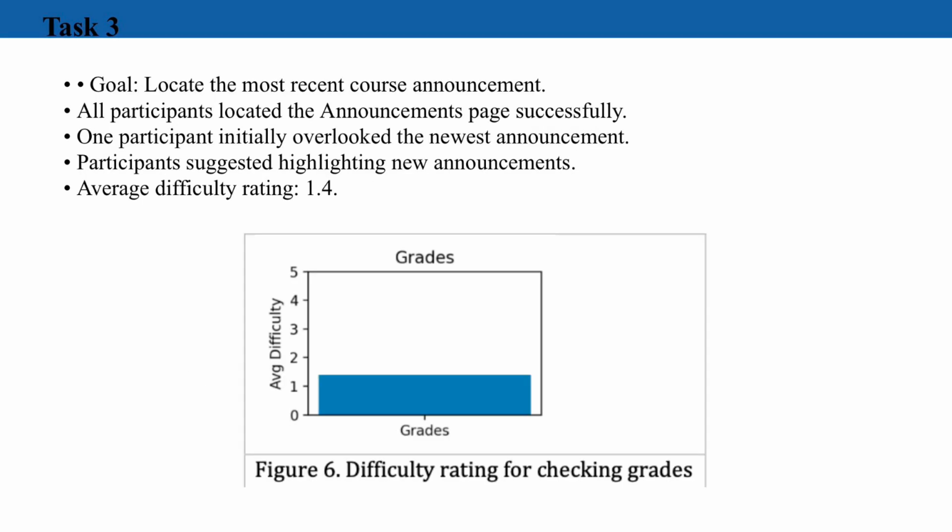For the third task, participants needed to locate the most recent course announcement. All participants successfully found the announcements page. 1 participant initially overlooked the newest announcement before locating it. Several participants suggested highlighting new announcements with a new label or colored indicator so they would stand out more. This task had an average difficulty rating of 1.4, making it one of the easiest tasks.